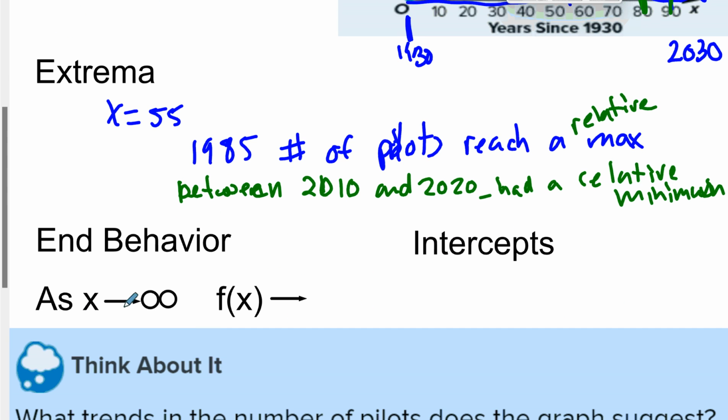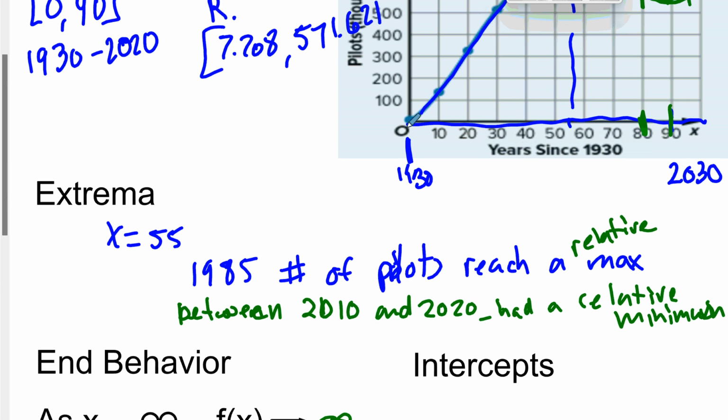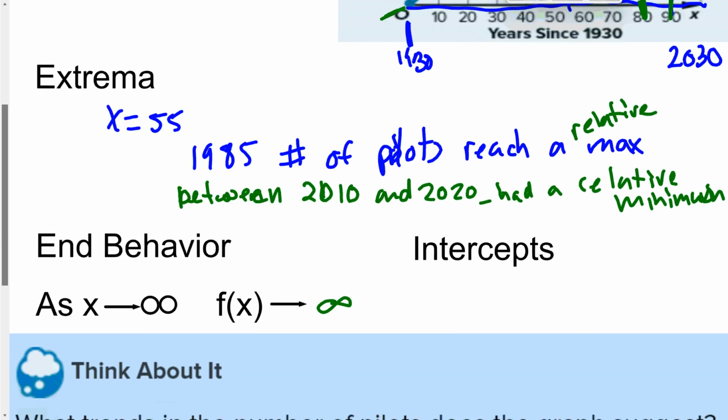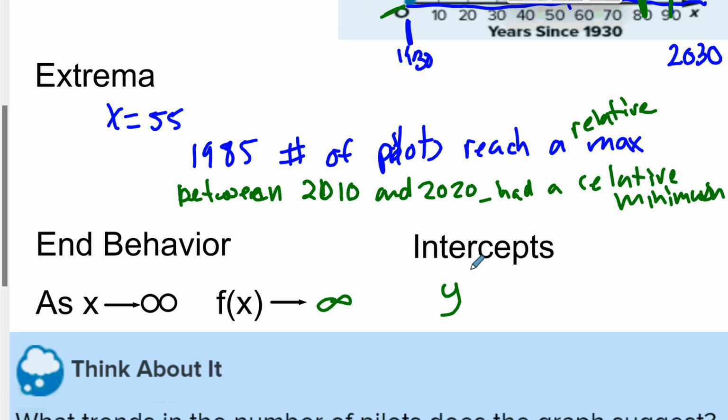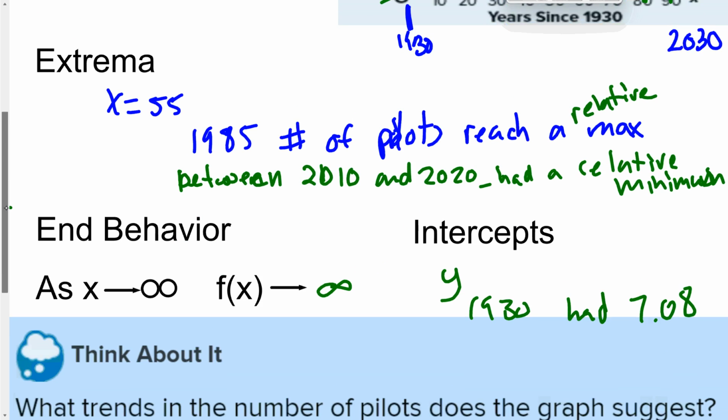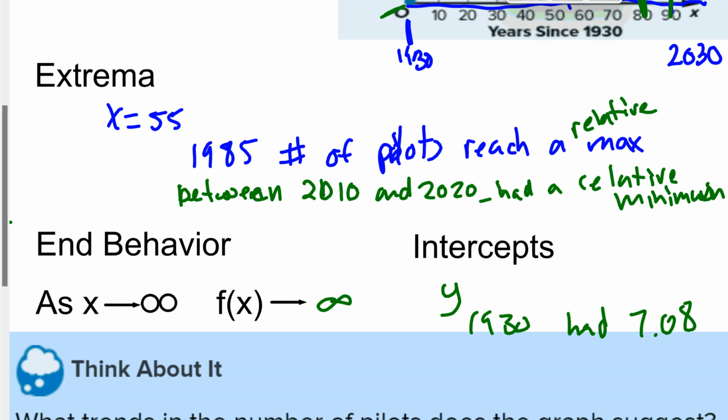Our end behavior we already talked about: as x goes to the right, our graph is also going up. And then our intercepts. We didn't really talk about the x-intercepts, but they're somewhere maybe below 1930, and we definitely don't want 0 pilots. The y-intercept was in our first year, 1930, when we had 7,708 pilots, or 7.708. That's our y-intercept, 1930.